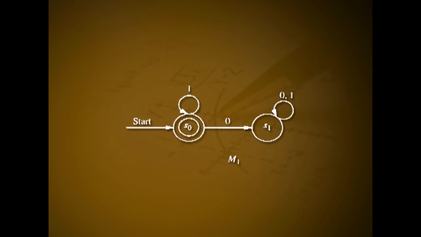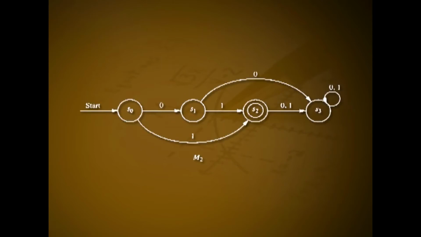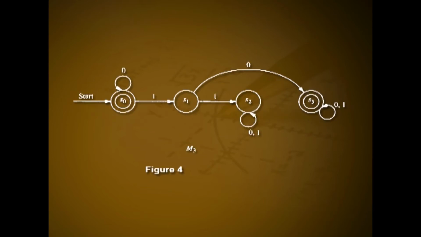We will see one example. Determine the languages recognized by the finite state automata M1, M2 and M3 in figure 4. So, this is figure 4, and you can see the examples M1, M2 and M3, the finite state automata.